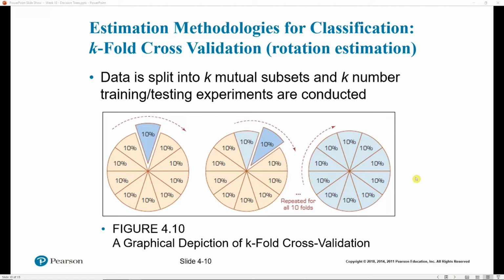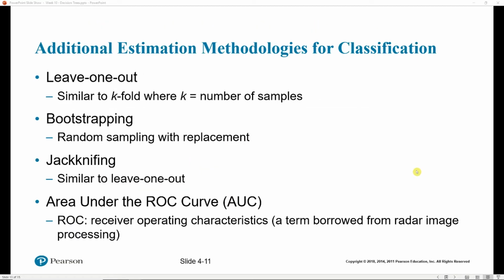In this method, also called rotation estimation, the complete dataset is randomly split into k mutually exclusive subsets of approximately equal size. You then train and test the model the same number of times, so k times, and each time it is trained on all but one fold and then tested on the remaining single fold. So this technique minimizes bias associated with this kind of random sampling. Some additional estimation methodologies for classification include leave one out.